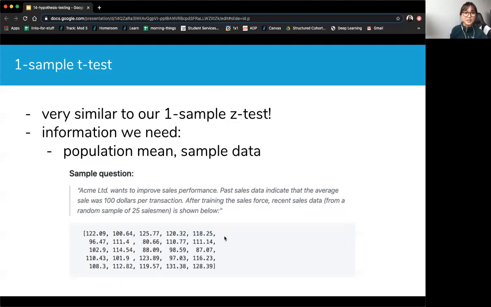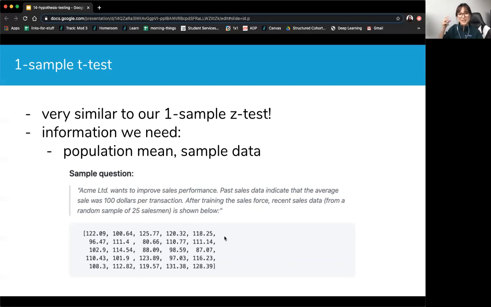It's very similar to what we did yesterday with our one-sample Z-test. The information that we need in this case is only your population mean and your sample data. The population mean doesn't necessarily mean that you go out and measure every single thing in the population; it can be an assumed number. For example, yesterday with IQs, the population mean IQ of 100 was not a number we got from testing everybody's IQ and averaging the results, but just an assumed value.